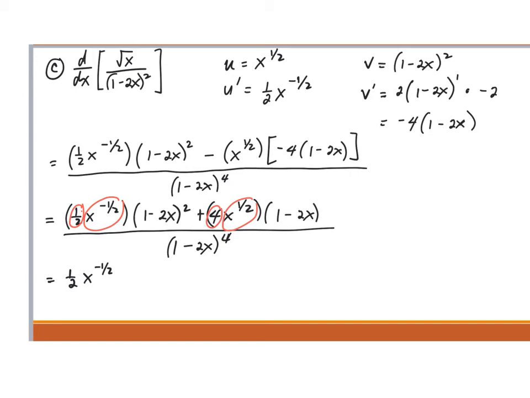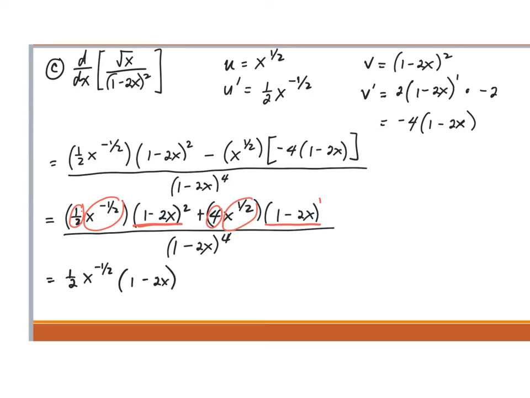Now as for 1 minus 2x, we have 1 minus 2x squared here, so there are two of them, and here you only have 1. So the common factor is the one with the smaller exponent. So the common factor here is 1 minus 2x.